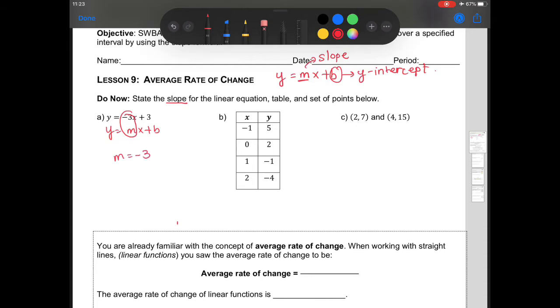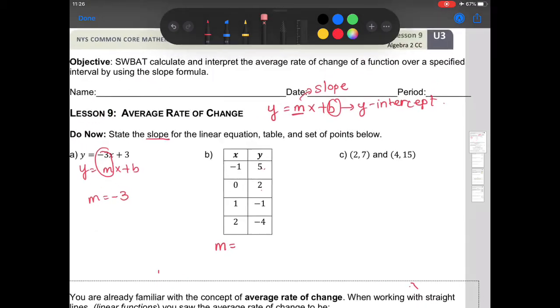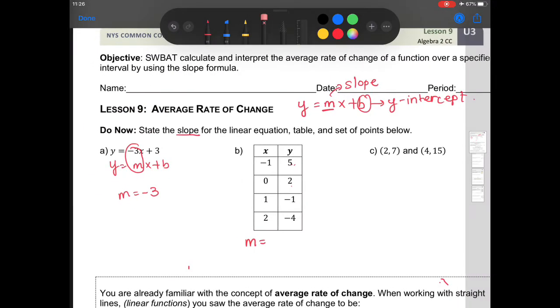Here, how do I find the slope? Going back to your slope formula, rise over run, change in y over change in x. The letter we use for slope is m. It is y2 minus y1 over x2 minus x1. I can take any 2 points. I'm going to take the first 2 points. It won't matter; you could have taken the second and third points. You will get the same slope for a line.